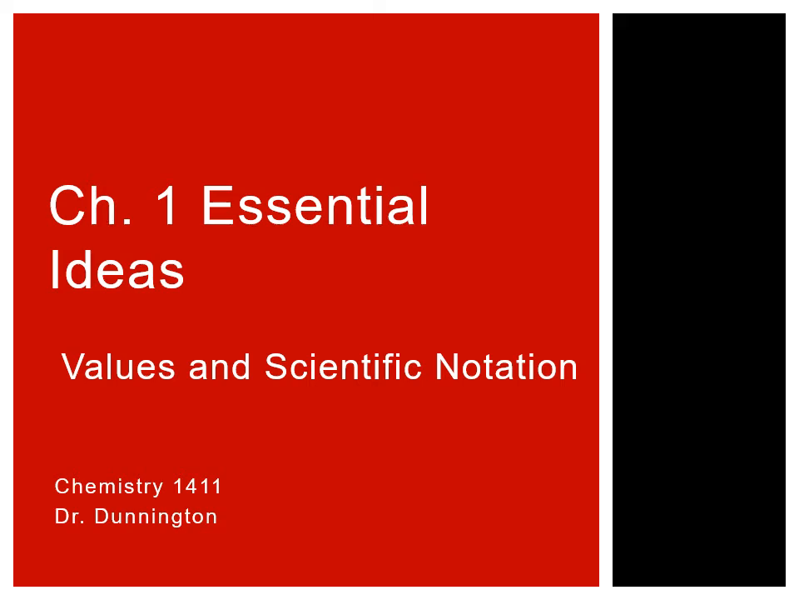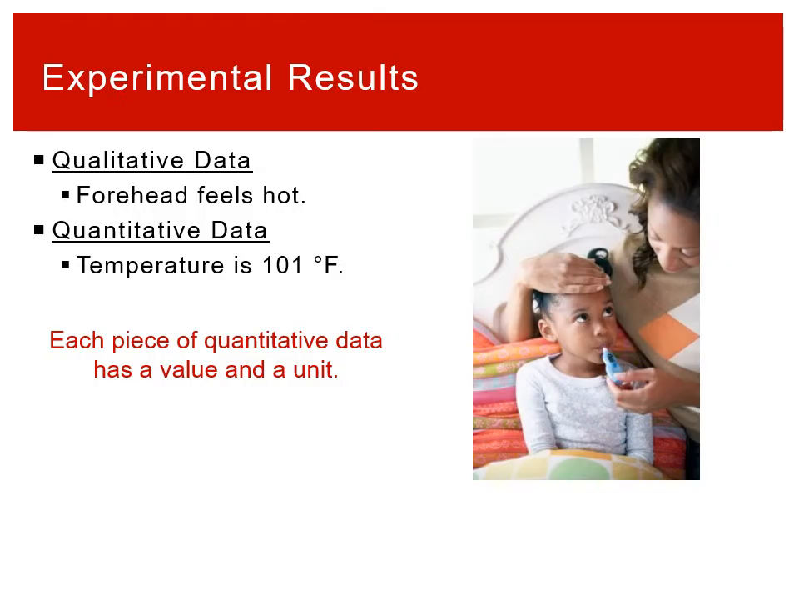Now we want to start talking about some of the numerical values you could get as results for experiments. We're going to touch base about scientific notation. Whenever you do an experiment, you're going to get two types of data, qualitative and quantitative.